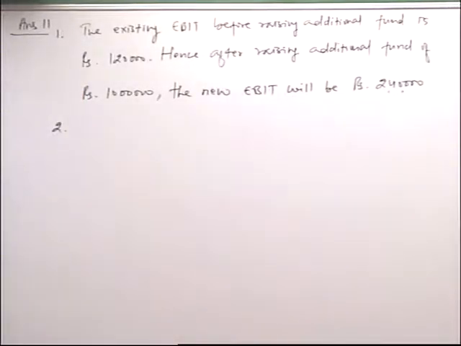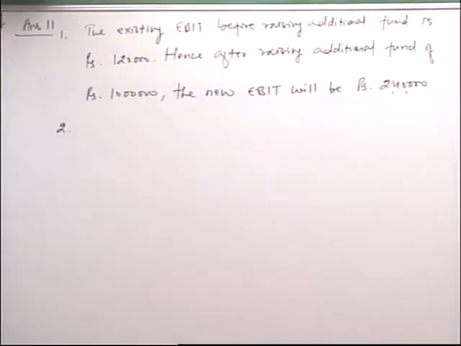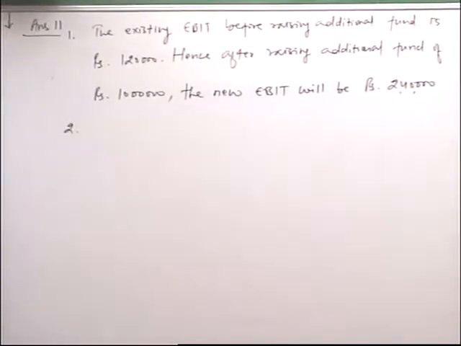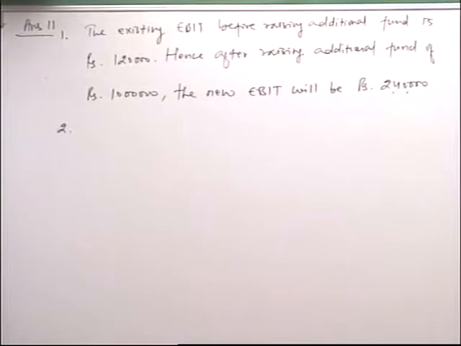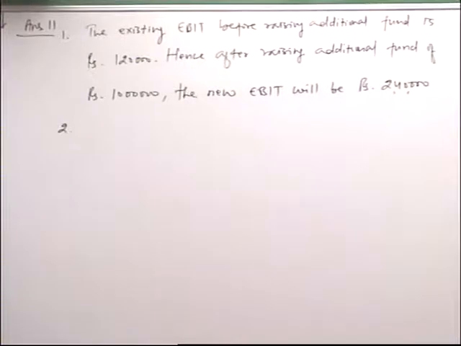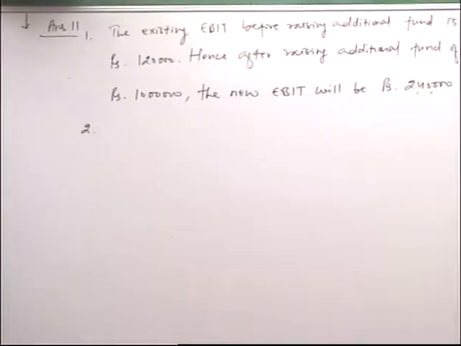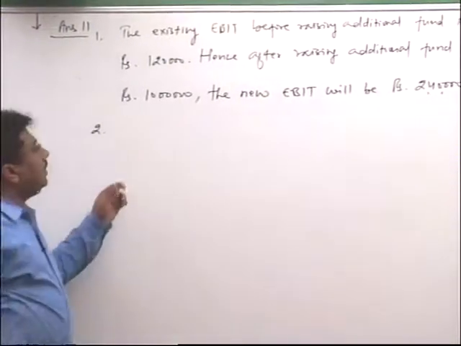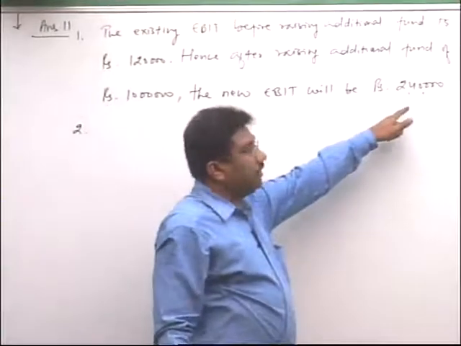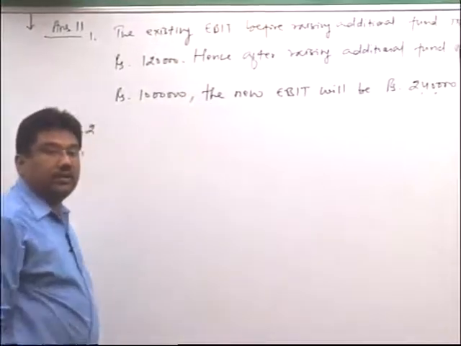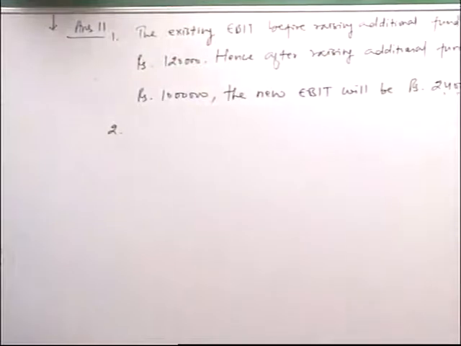So the first note here is the existing EBIT is 1,20,000 and at present we have employed funds of 10 lakh rupees, and if we raise additional 10 lakh rupees, then after raising additional fund of 10 lakhs, the total fund will be 20 lakhs. So the EBIT will be 2,40,000 instead of 1,20,000 after raising the additional fund.